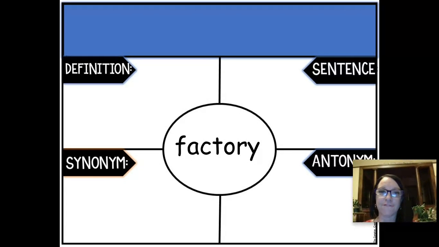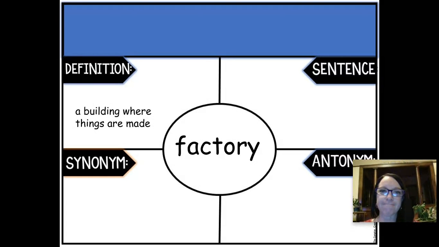Factory. A factory is a building where things are made. Usually, like a lot of things.